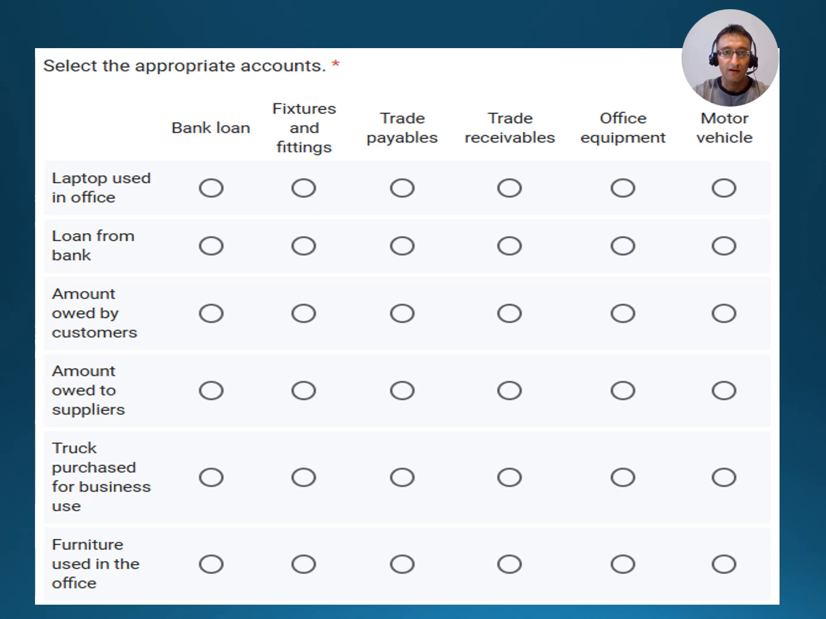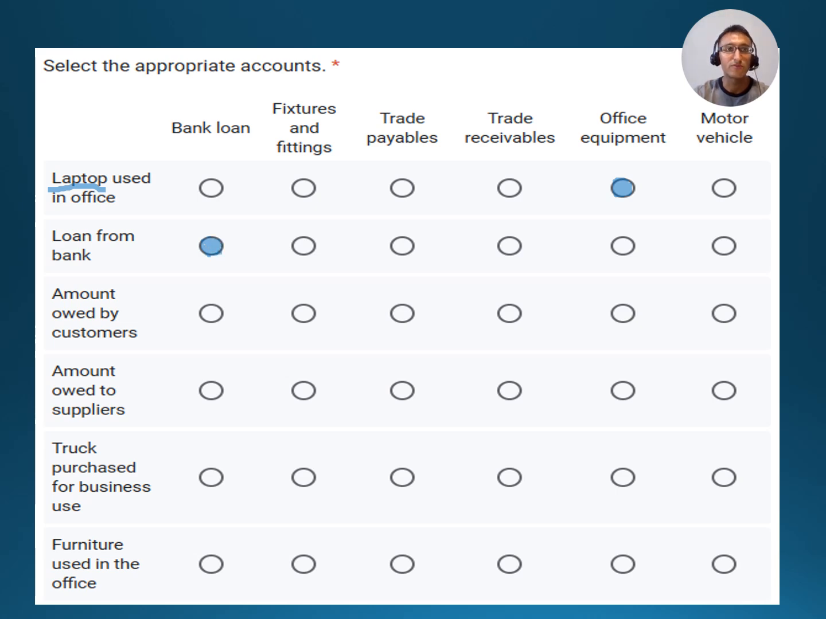All right, we move on to a more advanced situation. Okay, anything to do with laptops to be used. Okay, not for resale but to be used. This would be considered as an electronic item, and any electronic item is recorded in the office equipment account. Next, loan from the bank. Okay, from the term itself, quite straightforward. We will record it in the bank loan account.